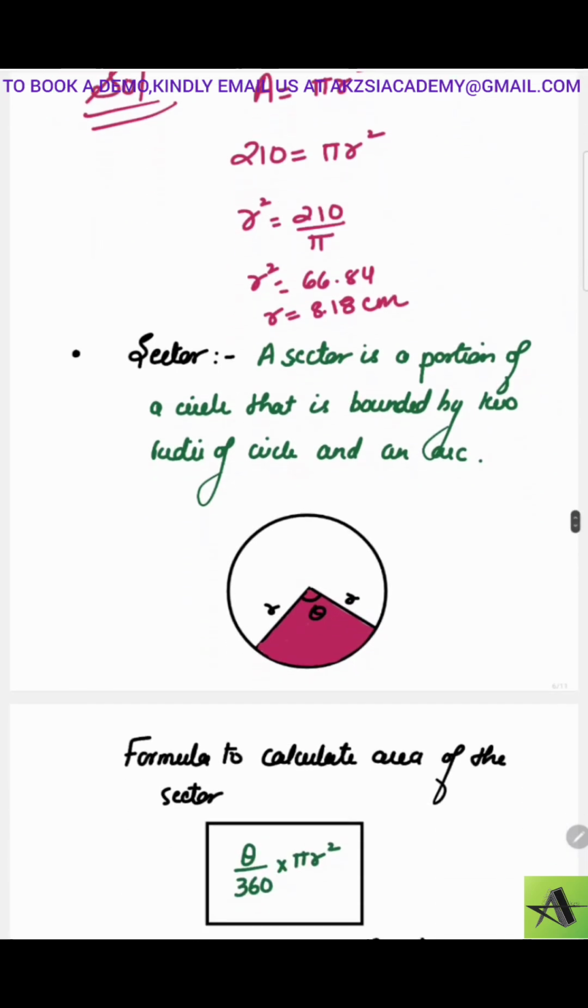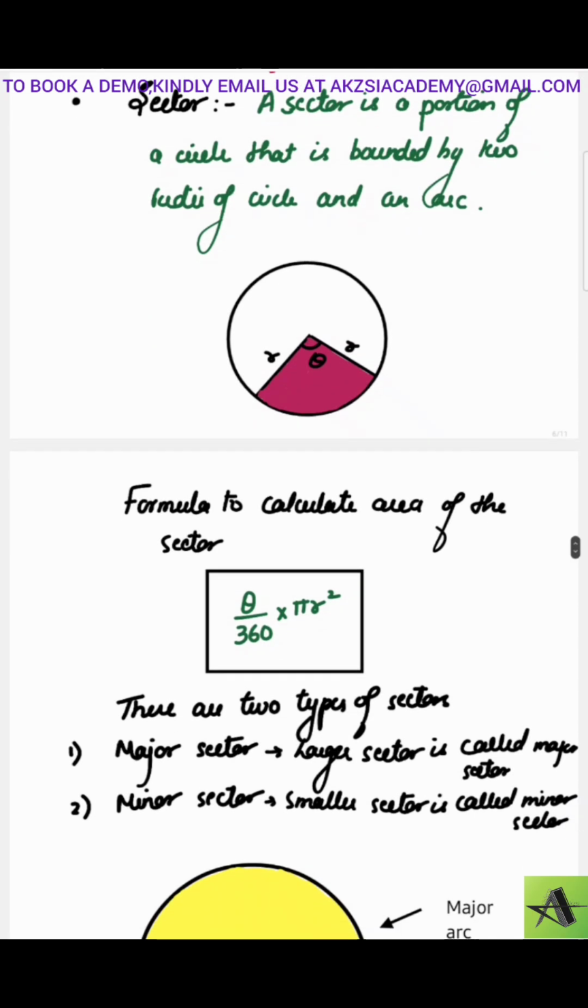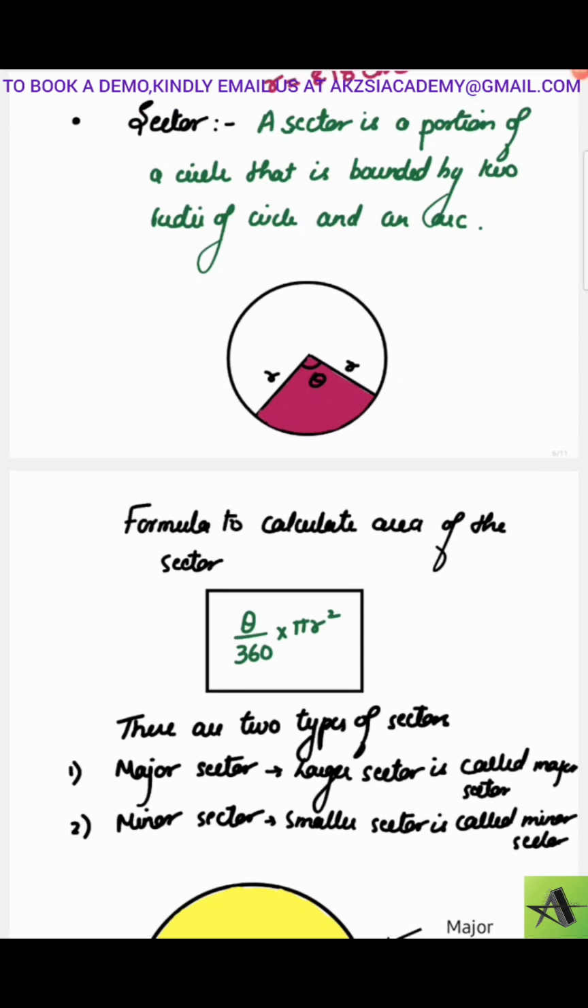The next is called sector. A sector is nothing, it's a portion of a circle. It's just like a pizza slice. It is bounded by two radii of a circle and an arc. So this is an arc. Here we can see this whole figure, and these are two radii of the circle. This figure is called a sector.